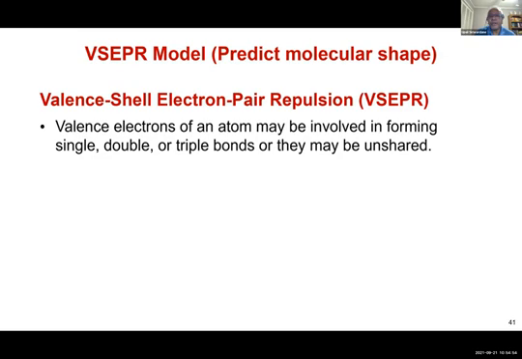Valence electrons of an atom may be involved in forming single, double, or triple bonds, or they may be unshared. In considering the valence shell, single, double, and triple bonds are equal. Therefore, they are treated as one unit. So is an unshared electron pair. So you look at the number of unshared electrons and the number of covalent bonds, and then decide the shape of the molecule.